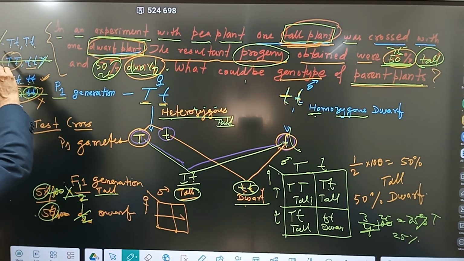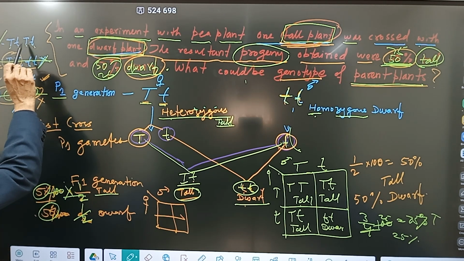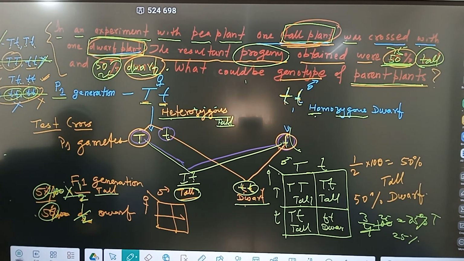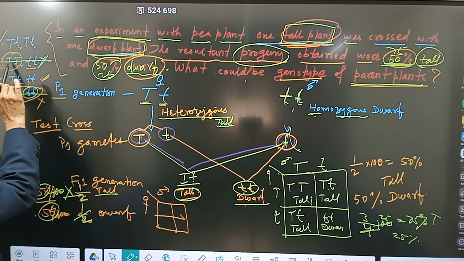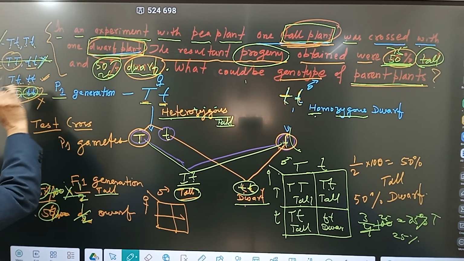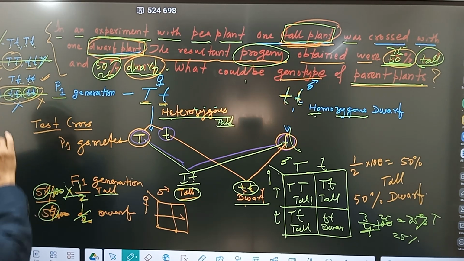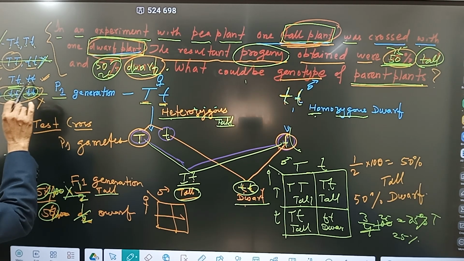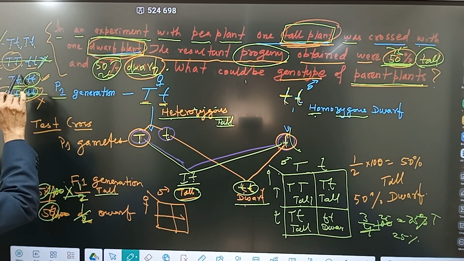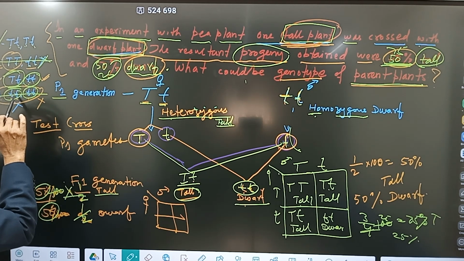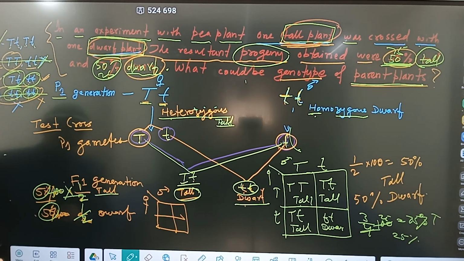One option is capital T, small t for one parent and capital T, small t for the other, heterozygous in both the parents. Another is capital T capital T, homozygous tall, and the other homozygous dwarf. C is capital T, small t, heterozygous tall, and homozygous dwarf. So your right answer is that one, according to this question. C. D option is small t, both the parents.